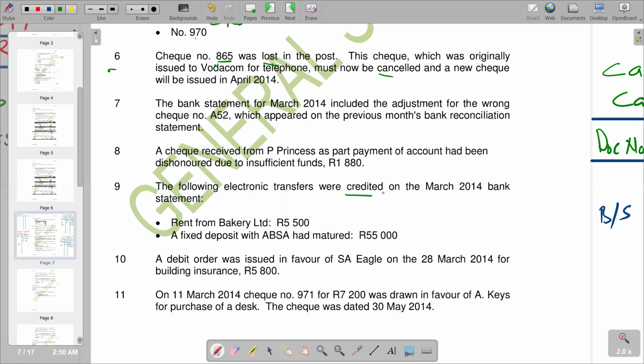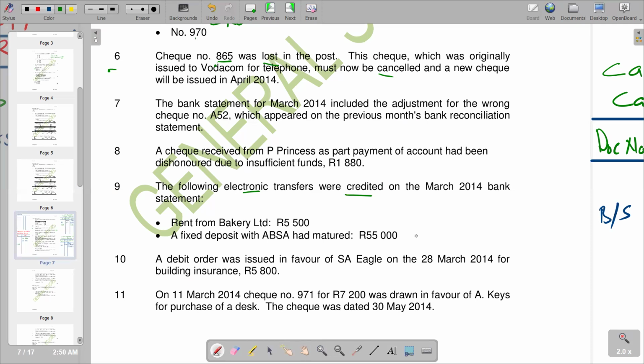They were credited. So if they were credited, it means in our bank account they are supposed to go to the debit side of the bank account, the ledger, which is the cash receipts journal. So we're supposed to put them under cash receipts journal. Since they are electronic transfers, we cannot get to know them in our books, because they are transferred electronically to the bank. So we can only get to know about them when we get hold of the bank statement, so we need to update our journals by putting those items.